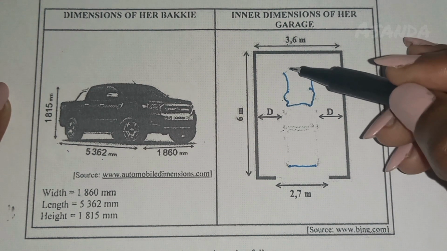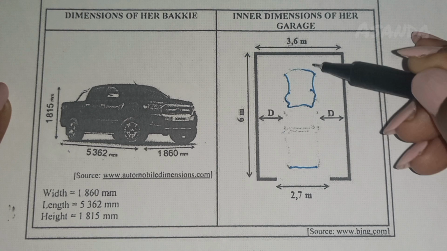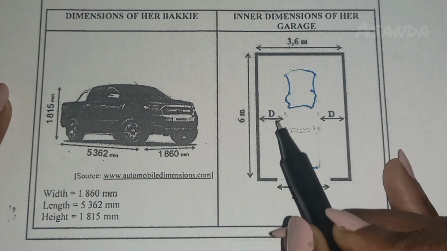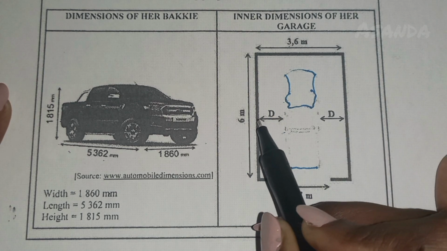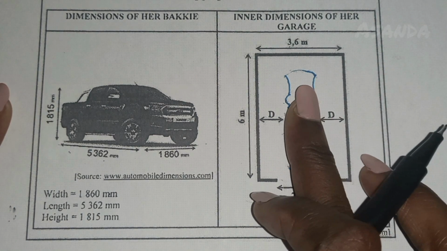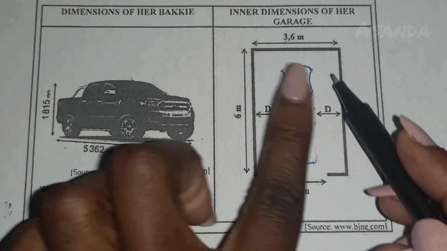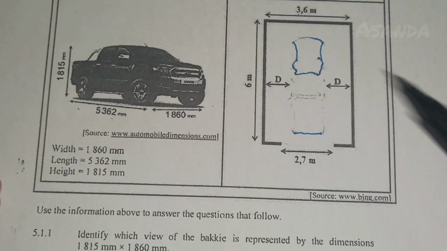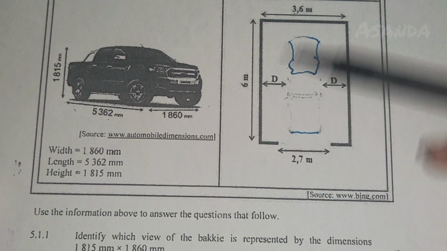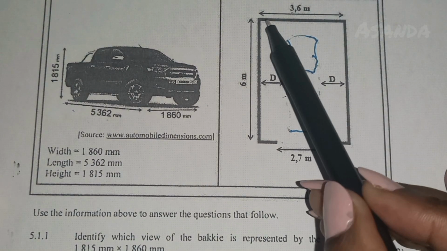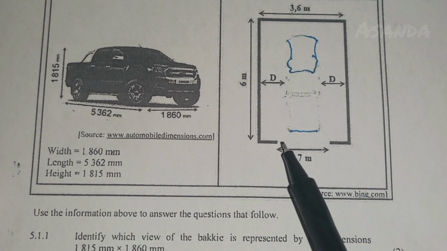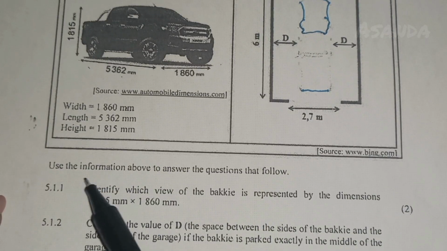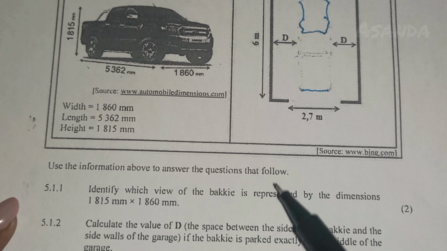The car here takes up this entire space here, centered to the garage. And then there's this space on the left and on the right which is called D. So there's a space that will be left. If I were to move the car here, there will be a space maybe about this much left here, right? And then we have the length of the room, which is 6 meters, and the width of the room, which is 3.6 meters. And we have the opening where the car goes in, which is 2.7 meters.